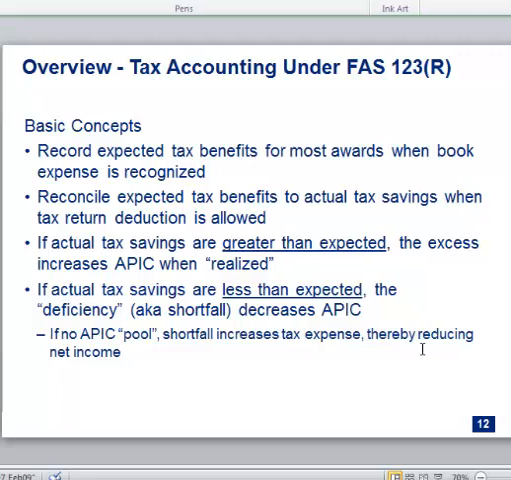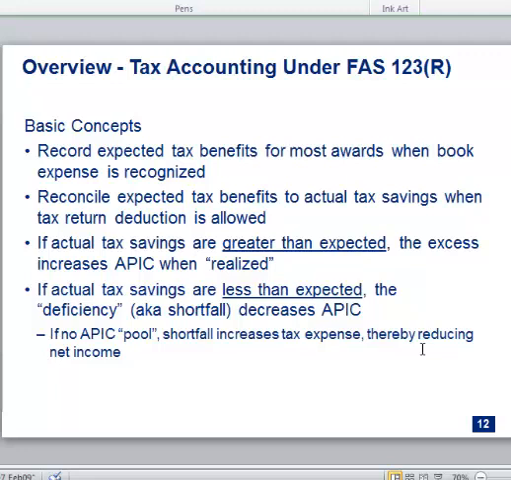To the extent that we get an award that's an ISO, we're not sure if we're going to get a deduction, right? It depends. Same as with an ESPP. We don't know. It depends on whether the employee meets the holding period requirements. So for those types of awards, we don't anticipate a tax benefit. We don't set up a DTA. We don't treat it as a timing difference because we don't know.